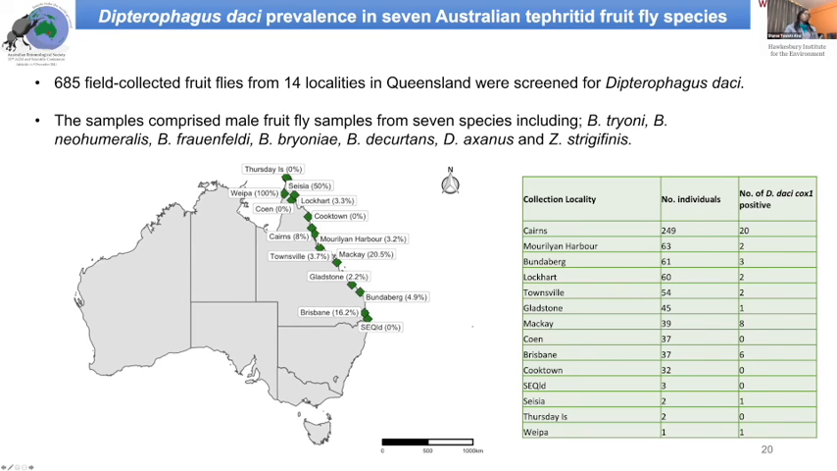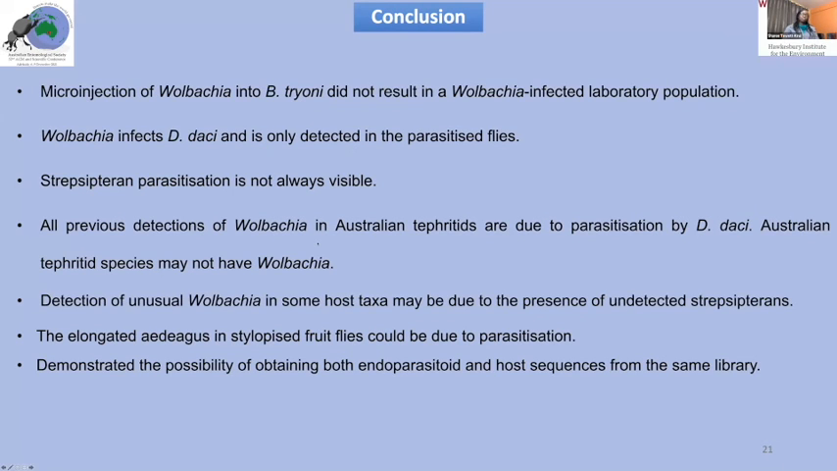So to conclude, unfortunately, our microinjection did not result in a Wolbachia infected laboratory population. And so with our screening, we found that Wolbachia infects DDC and can only be detected in flies that are parasitized. And parasitization with Strepsiptera is not always visible, which means that all the previous detections of Wolbachia in Australian tephritids are due to parasitization by DDC. And the tephritids in Australia may not have Wolbachia.